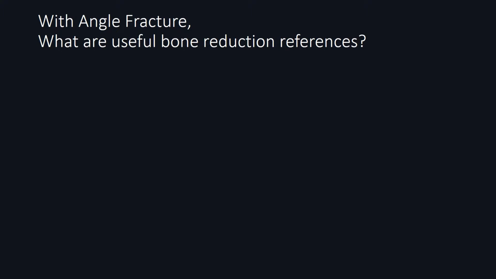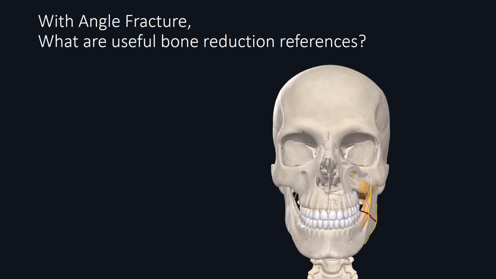We'll start out by discussing visual reference that tells you that you have proper reduction of the angle fracture. First, you have the oblique line. You also have the posterior border of the mandible and inferior border of the mandible. So it's important to expose the full extent of the fracture until you reach the posterior border as well as the inferior border of the mandible.